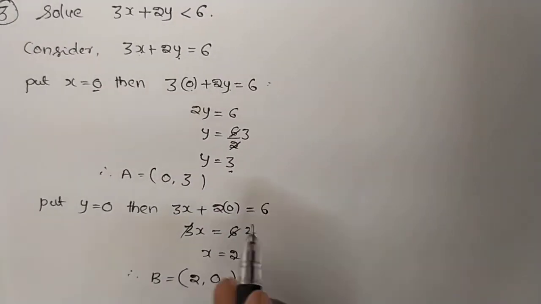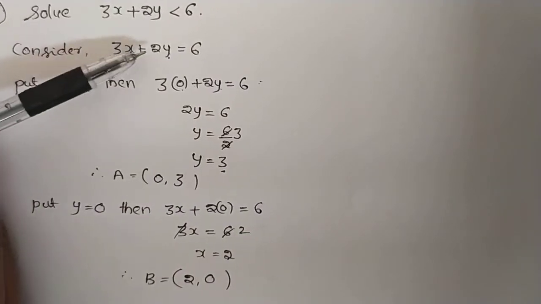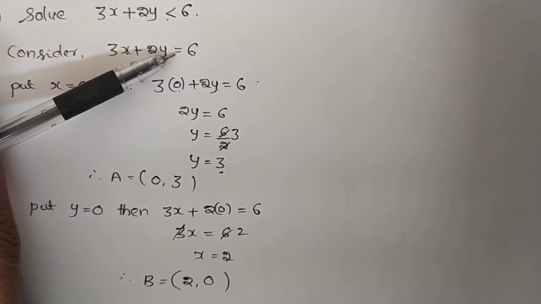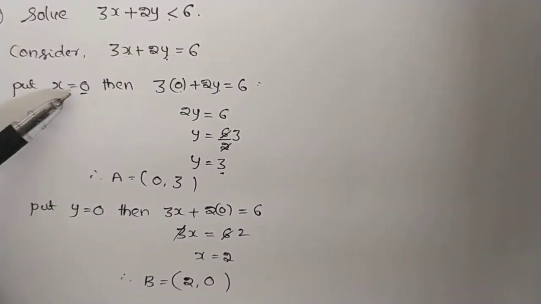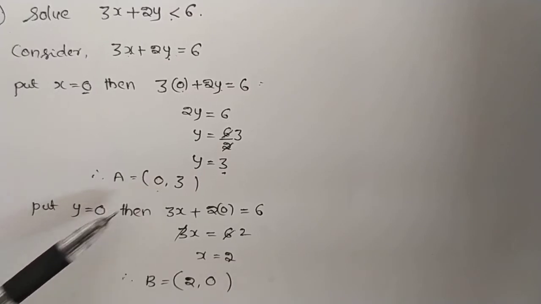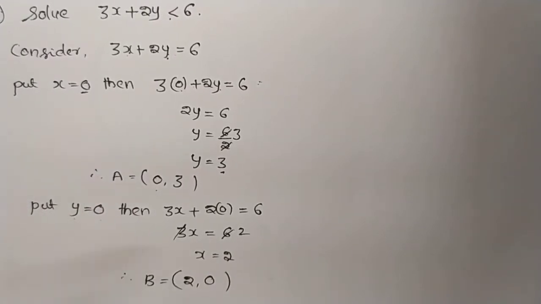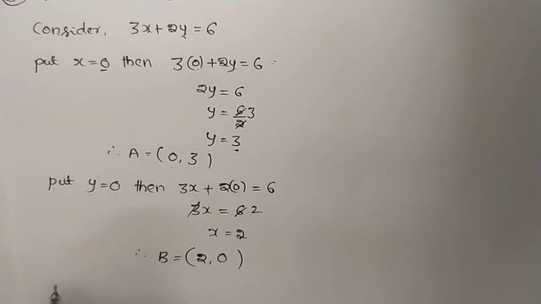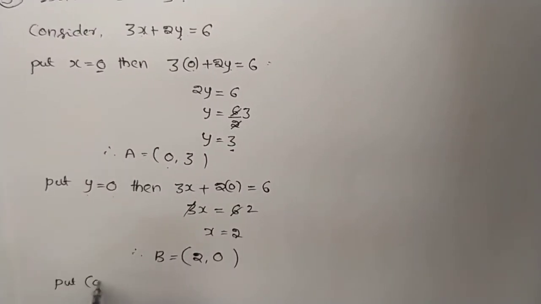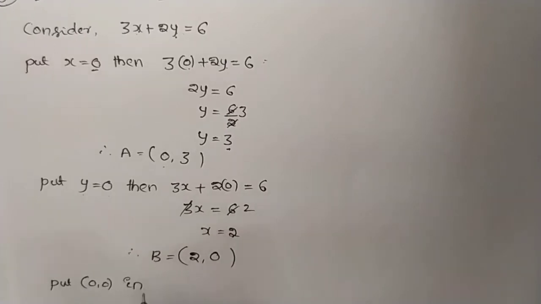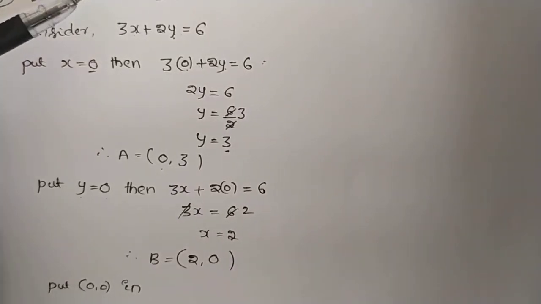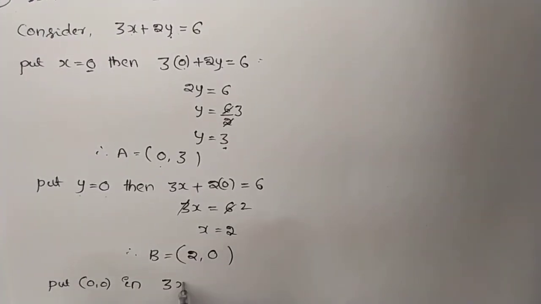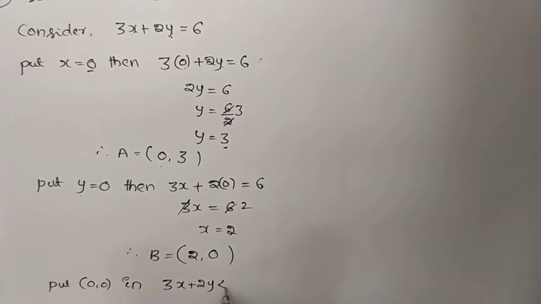First step: whatever the inequality is given, we have to consider it as equal. Less than is given, we consider equal. Second step, put x equals 0, then we get A. Next, y equals 0, then we get B. Next step is to put (0, 0) in the given inequality, 3x plus 2y less than 6.